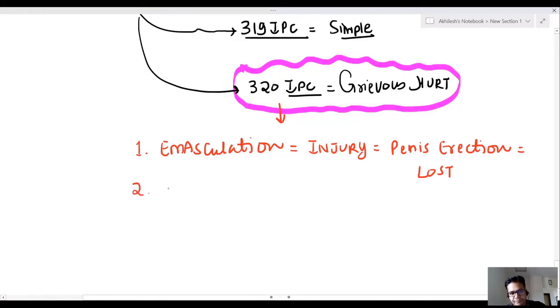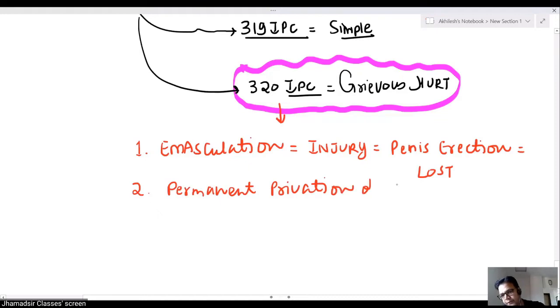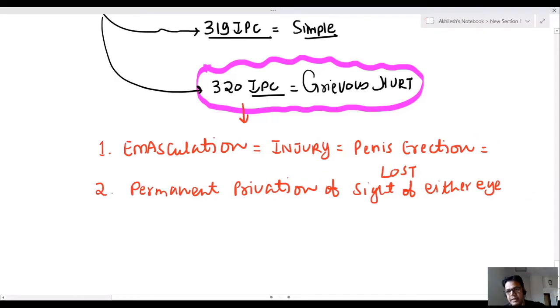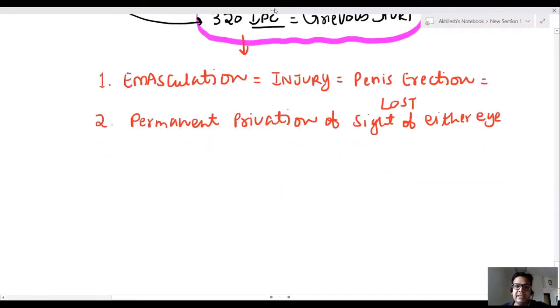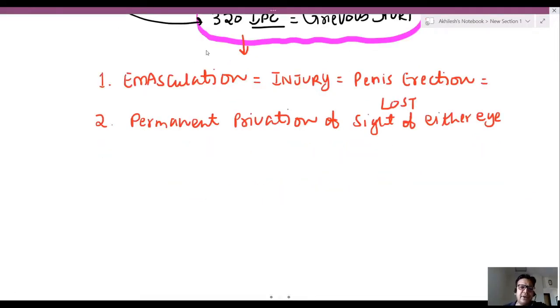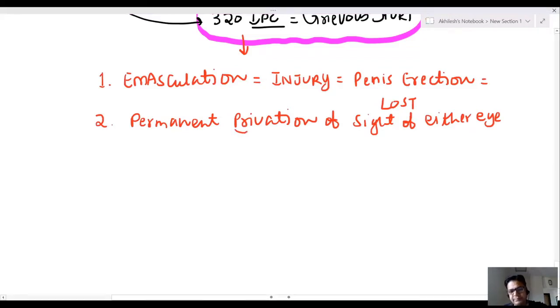Second, permanent privation of sight of either eye. If your eyesight is lost, but sir, see, here eye function is compromised.